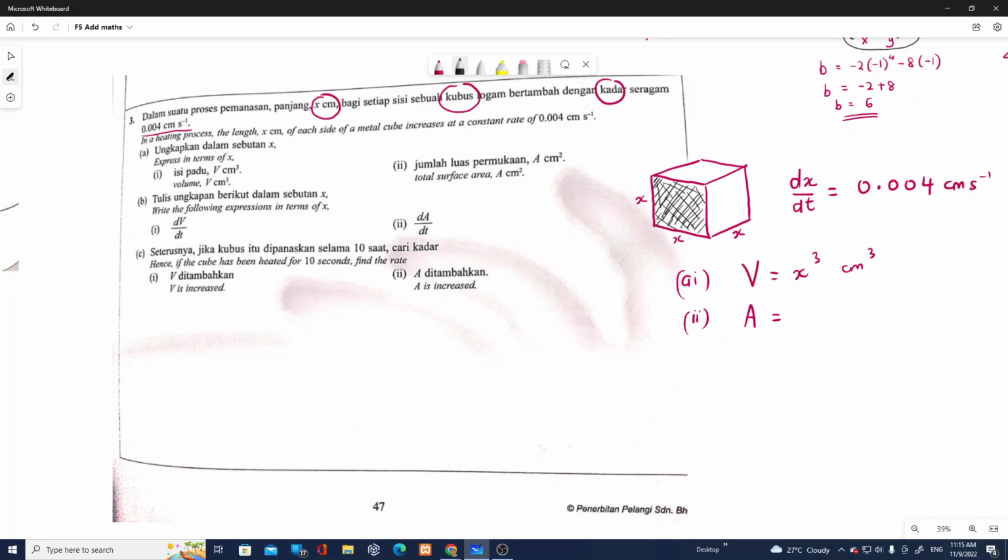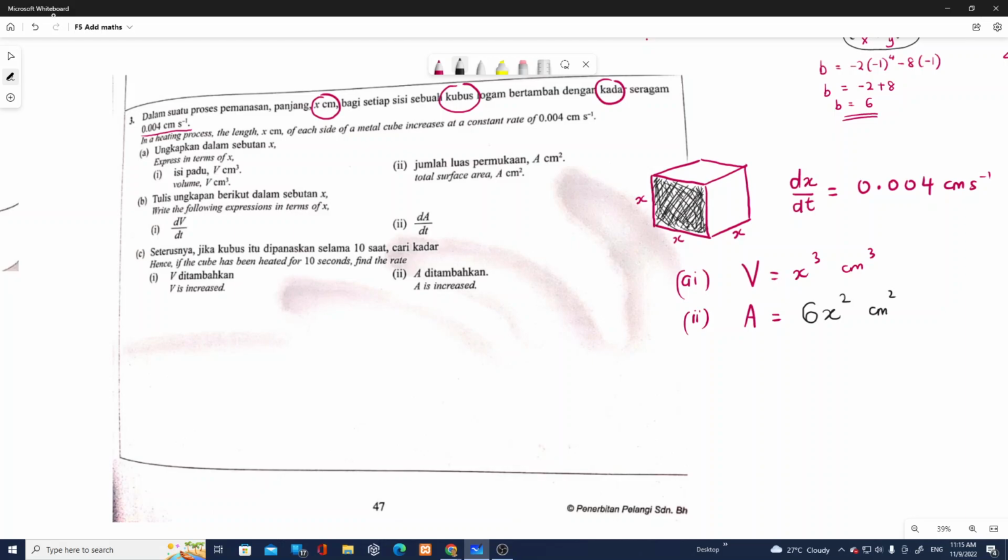Kamu nampak segi yang berlorek hitam, kan? Itu satu muka, kan? Bentuk ini segi empat sama, kan? Apakah luas dia? Luas x darab x, bukan 2x. x kuasa 2. Kalau dia ada 6 muka, jumlah luas dia 6x kuasa 2. Itulah jawapan dia.